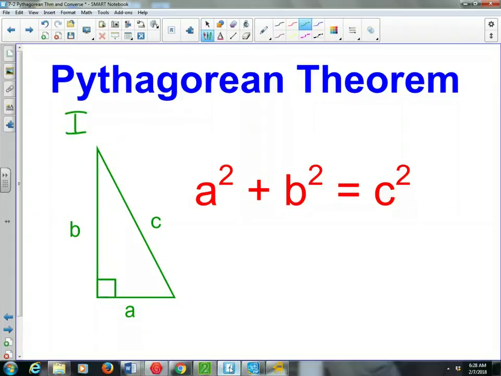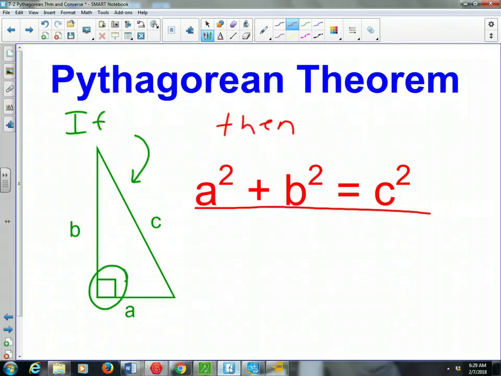If a triangle is a right triangle, as you can see there's a 90-degree angle, so this is a right triangle, then a squared plus b squared equals c squared. That equation we're going to use for the rest of the year. So let's make sure we're familiar with this equation.